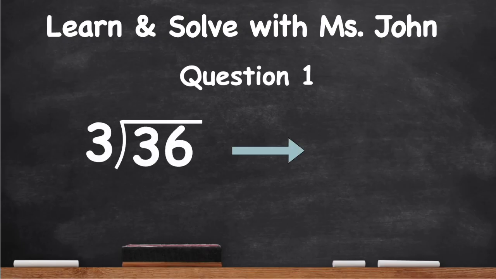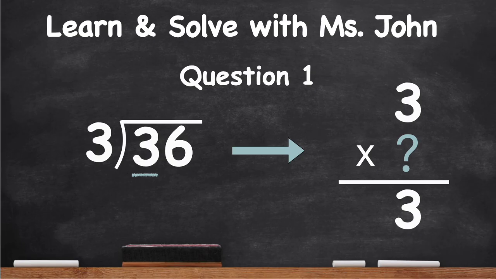Question number 1, 36 divided by 3. What we're going to first do is 3 divided by 3 and then 6 divided by 3. So let's begin with 3 divided by 3. 3 times what gives us 3?